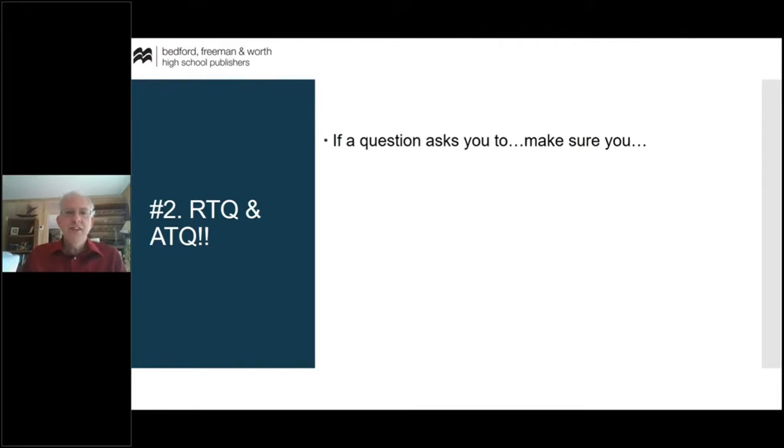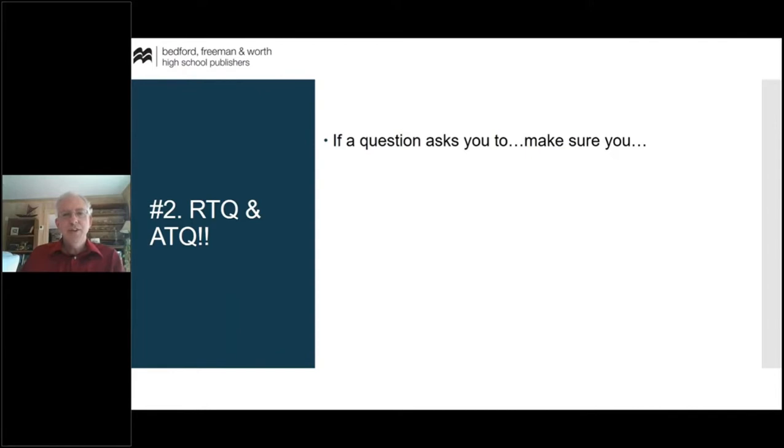Most of the deductions I've seen on student papers are because the student didn't adequately read the question that was asked or did not answer the question that was asked. Maybe they answered a question they would have preferred be asked, but that isn't the one that's being scored.